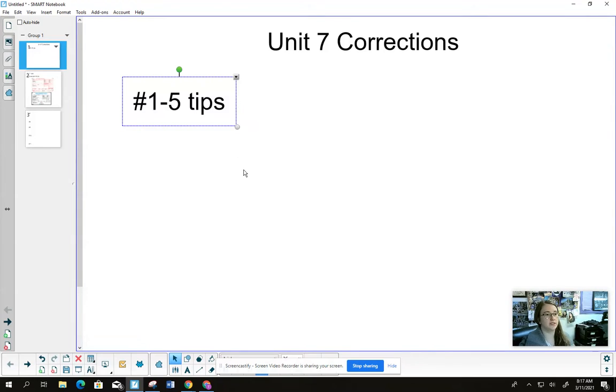Okay, so for the corrections for this, I'm going to go back and forth. I'm going to look at the actual test for 1 through 5, and then I'm going to show you and just talk through what you need to do. Because again, most of these questions mathematically were not hard. It was just knowing how to read the information, what it was asking, definitions of certain vocabulary, stuff like that.